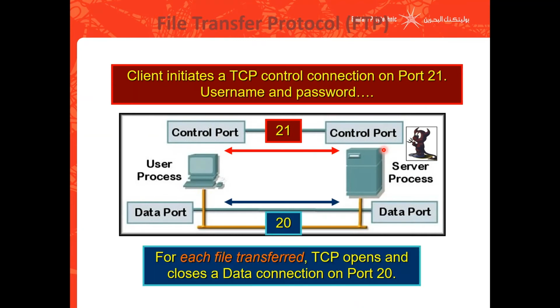And then for each file transfer, TCP opens and closes a data connection on port 20. So the port 20, like we discussed, is the port that actually transfers the files. So for each file that you're transferring, it will open port 20, and then once it's done transferring, it will close port 20.